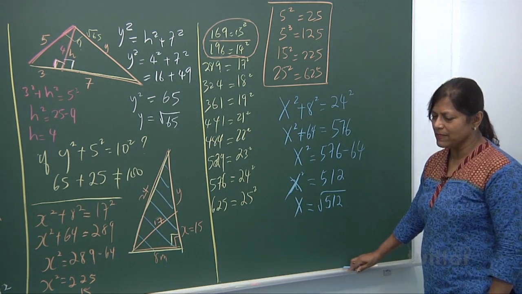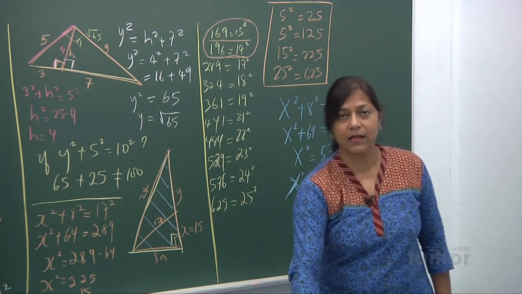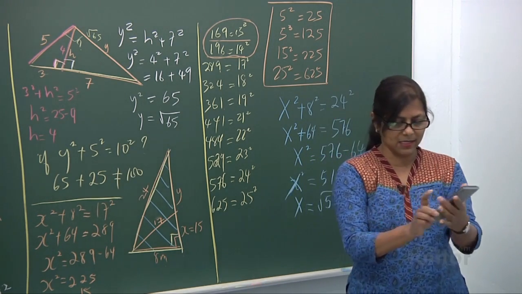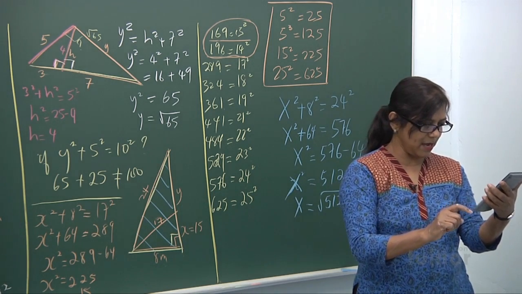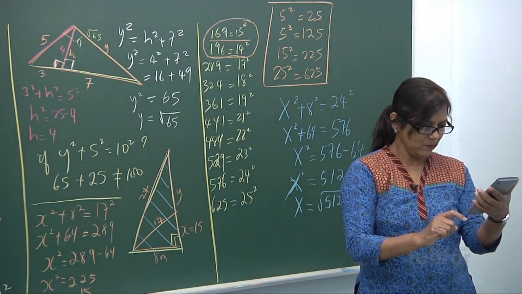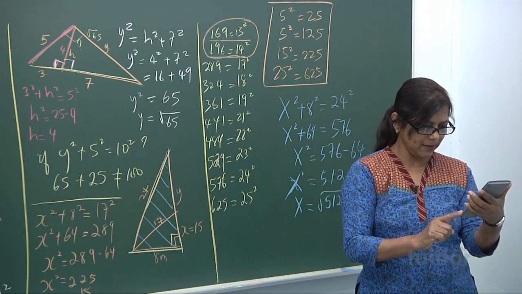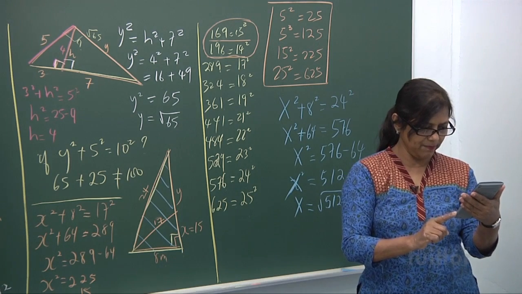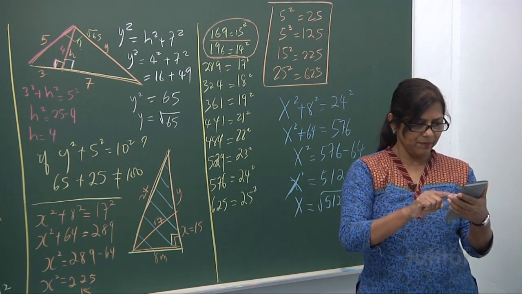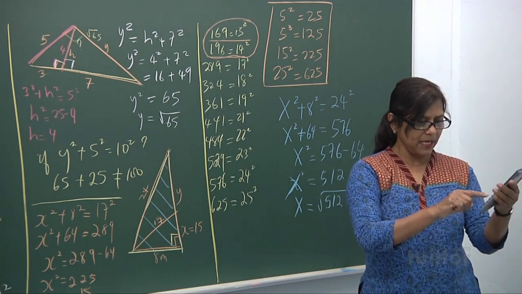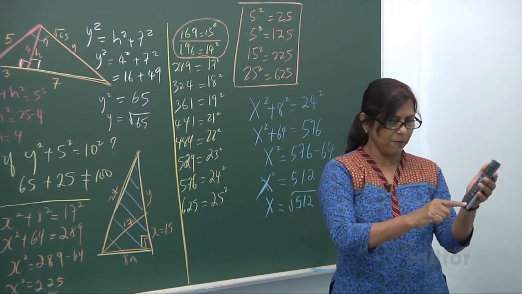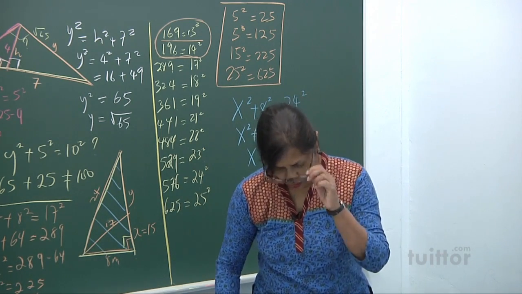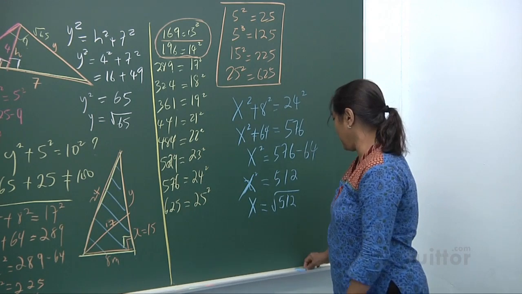Now these are numbers that sometimes you need the calculator to help you find the square root of 512. Look at the square root sign. Where are you, square root? Look at the shift button. Yep, I got it. Now get your square root, put down 512 and press equal. You get 22.6263.